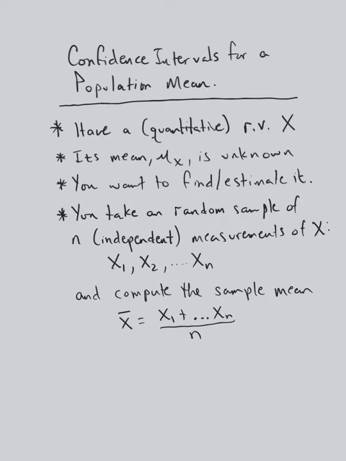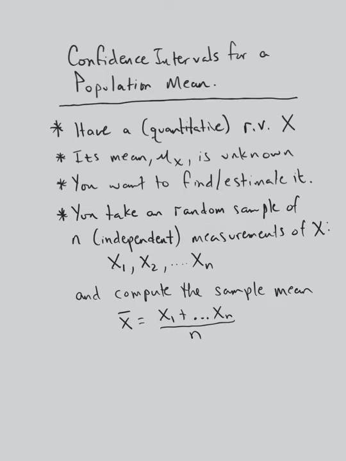All right, so we're ready to start talking about what are called confidence intervals. For now, we're going to be talking about a population mean. There's other types of confidence intervals that we can look at. The idea is that we have some random variable x, it is quantitative, and we want its mean, which is unknown. That's important. If you know a population mean, you don't need any of this stuff. So this is only in the case where the population mean is unknown.